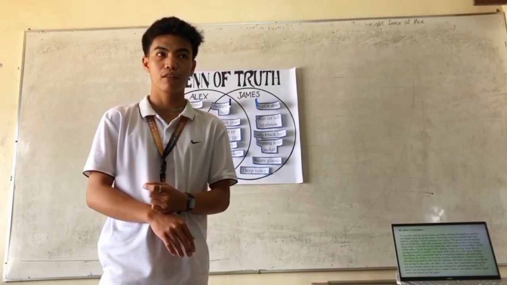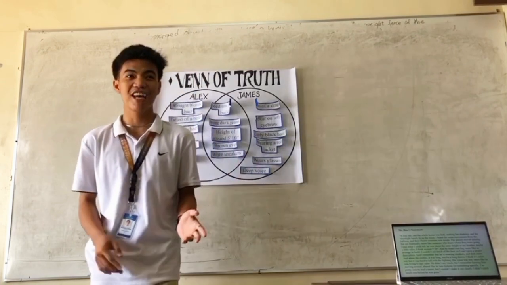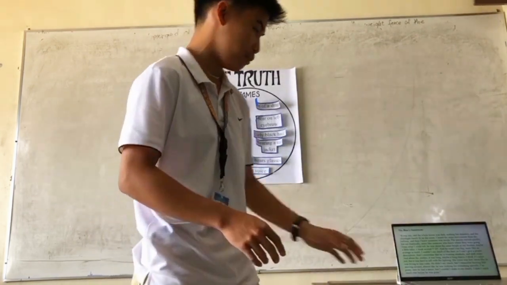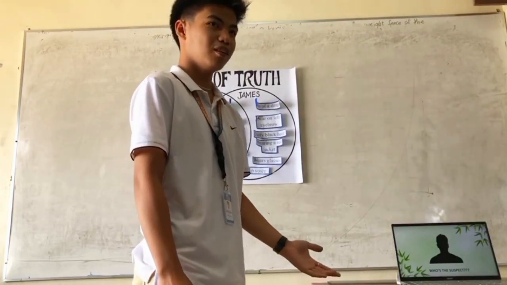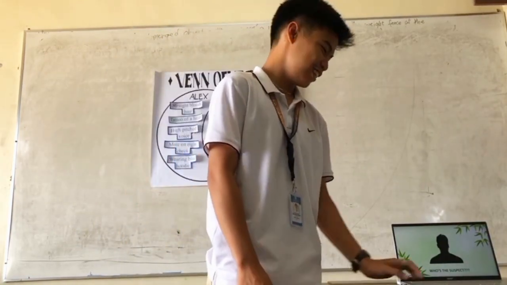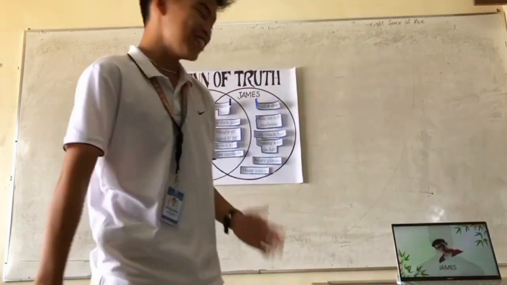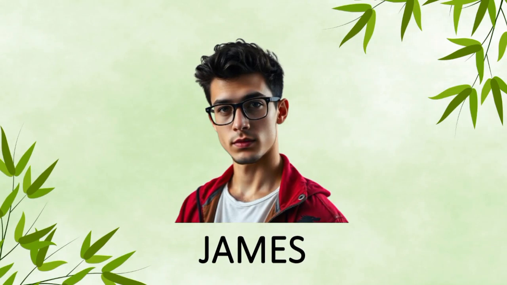Before he was gone. So students, after Mrs. Reyes' statement, who do you think is the suspect? James! You're right. The suspect is James. Did you get it right?